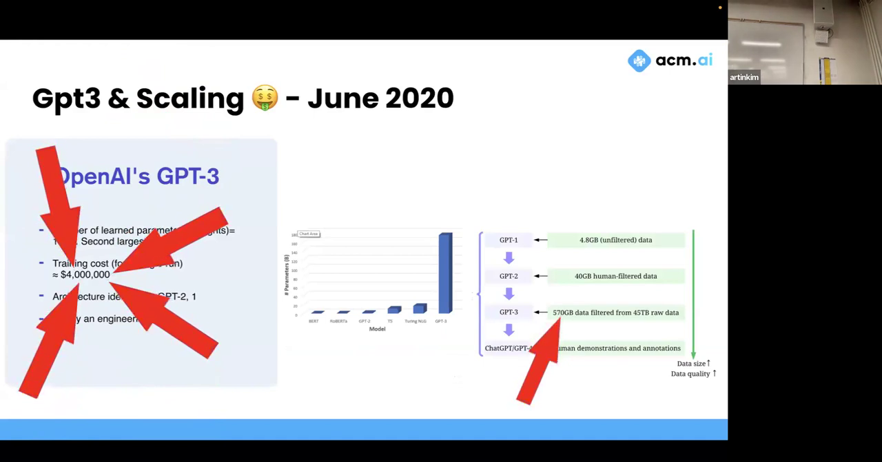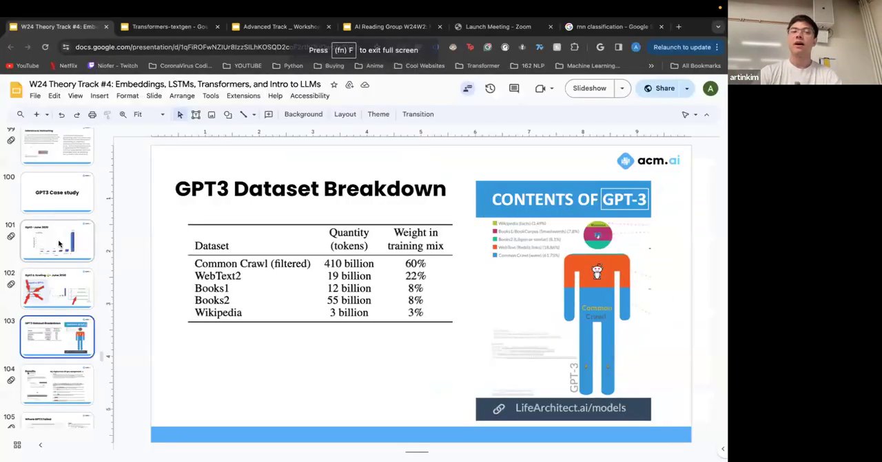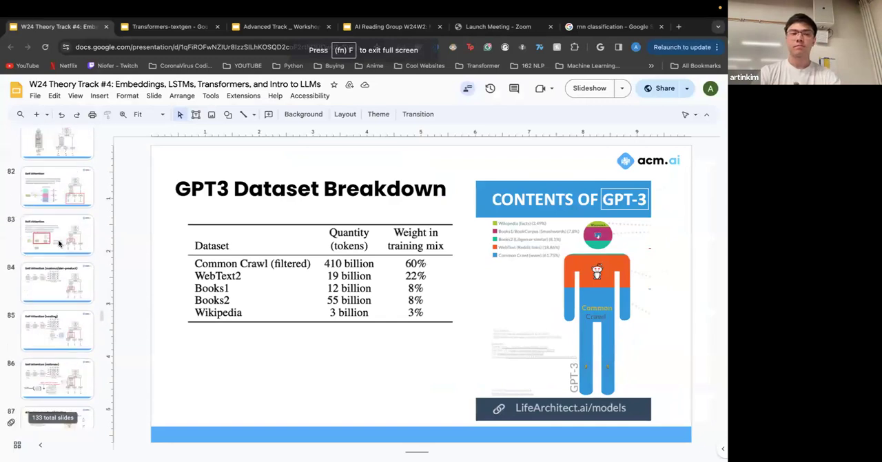570 gigabytes of text that's filtered from 45 terabytes of text. Imagine writing a text file and getting it to a kilobyte. This is 570 gigabytes. The amount of data they get is insane, and this is in terms of the amount of tokens and data distribution. It's so much text. You'd need one of those zooming-out videos to understand how much text there is. It's a concerningly large amount of data.